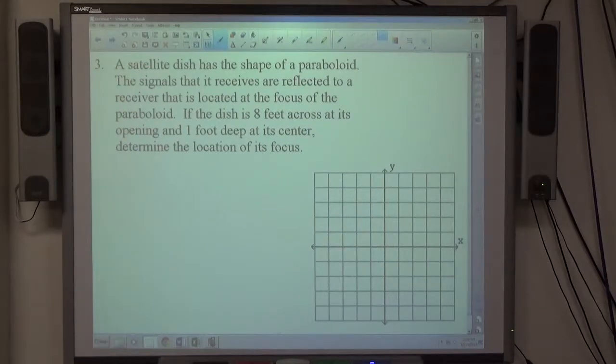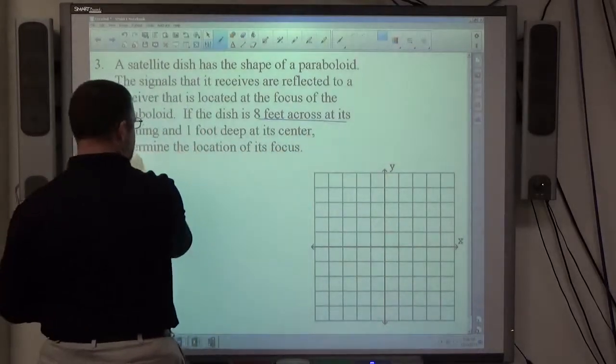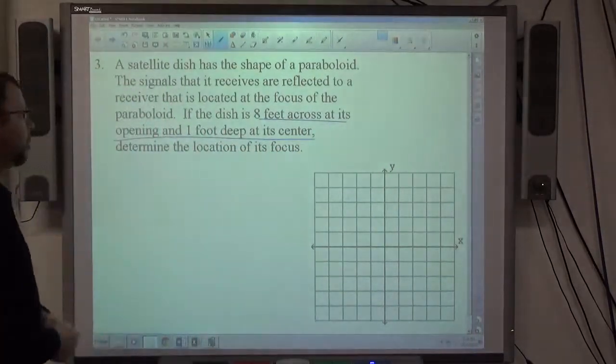Number 3, a satellite dish has the shape of a paraboloid. The signals that it receives are reflected to a receiver that's located at the focus of the paraboloid. The dish is 8 feet across at its opening and 1 foot deep at its center. Determine the location of its focus.